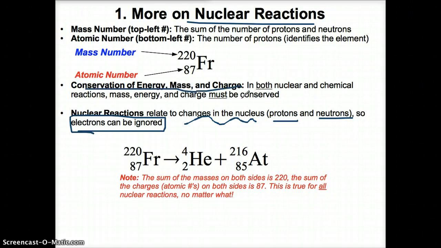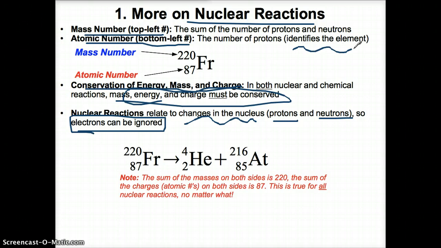So in both nuclear and chemical reactions, mass, energy, and charge must be conserved, or kept the same, on both sides. Remember, mass number is the top left number, atomic number is the bottom left number. Mass number equals protons plus neutrons, atomic number equals number of protons. And let's remember the number of protons identifies the element. This shows that the sum of the masses and charges must be the same for both sides of a nuclear reaction.